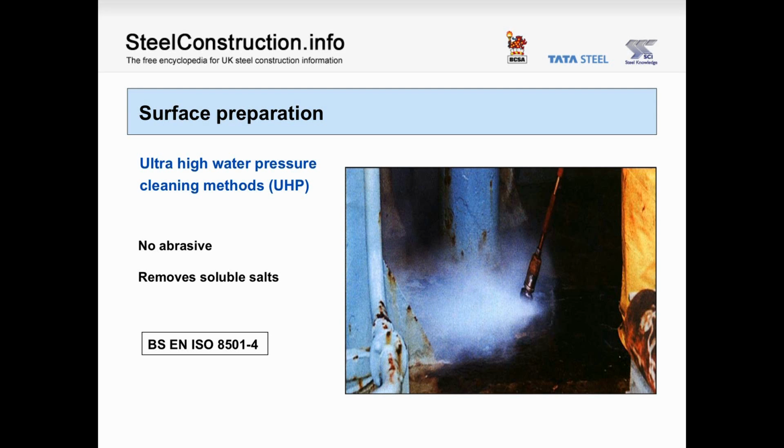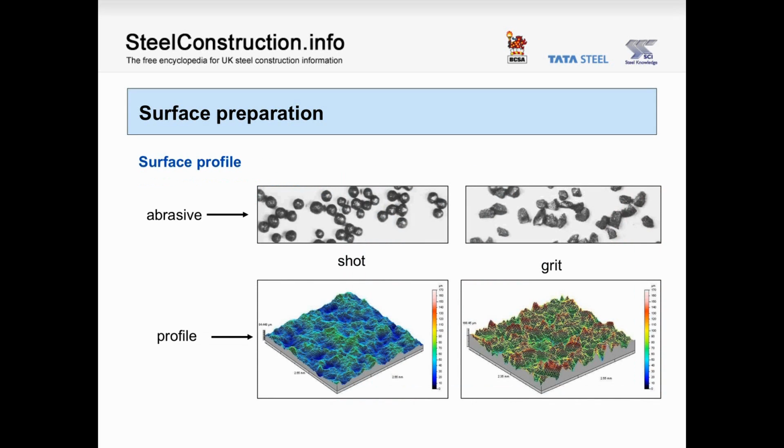Rust and coatings are sheared and lifted from the surface relatively easily compared with other blasting methods. Soluble salts are removed more effectively because the steel profile generally remains unchanged. This method is mainly used for maintenance painting projects. The surface preparation by ultra-high pressure water jetting is covered by BS EN ISO 8501-4.